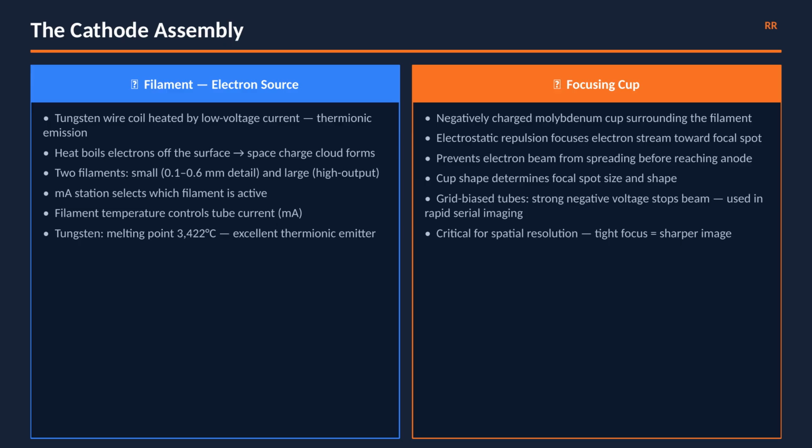The mA station on the console selects which filament is active. Most tubes have two, small for detail work, large for high output imaging. Surrounding the filament is the focusing cup, a negatively charged molybdenum cup. Its negative charge electrostatically repels electrons and directs them into a focus stream toward the focal spot on the anode. The shape of the focusing cup directly determines the size and shape of the effective focal spot, which is why it matters so much for image resolution.